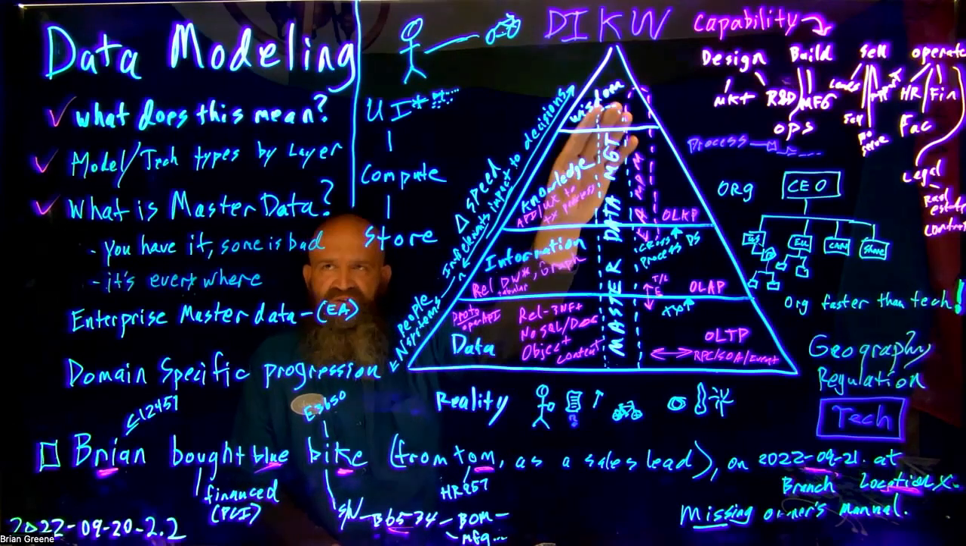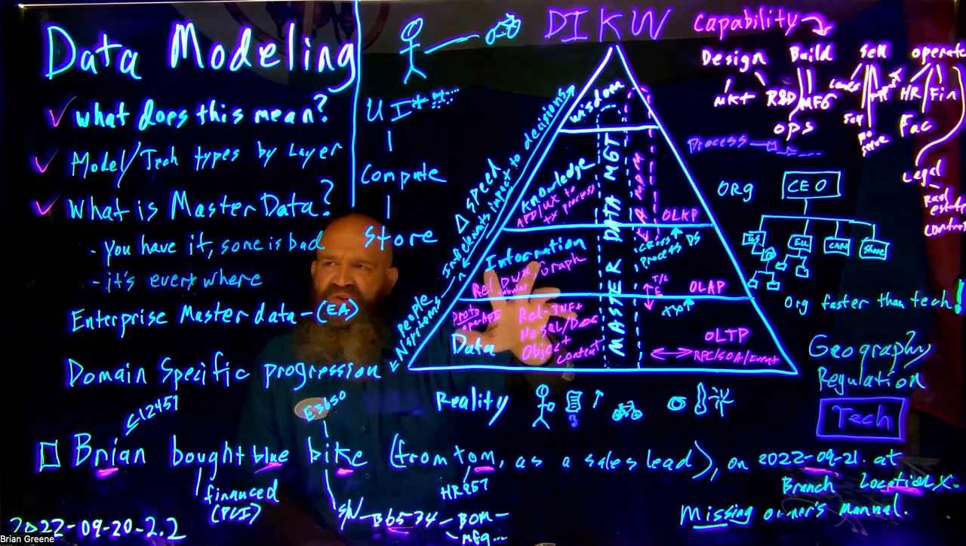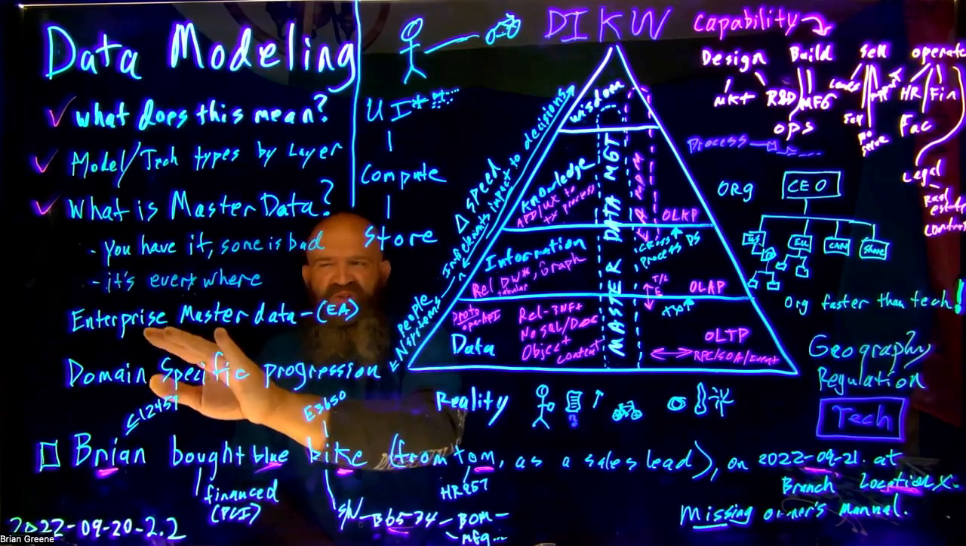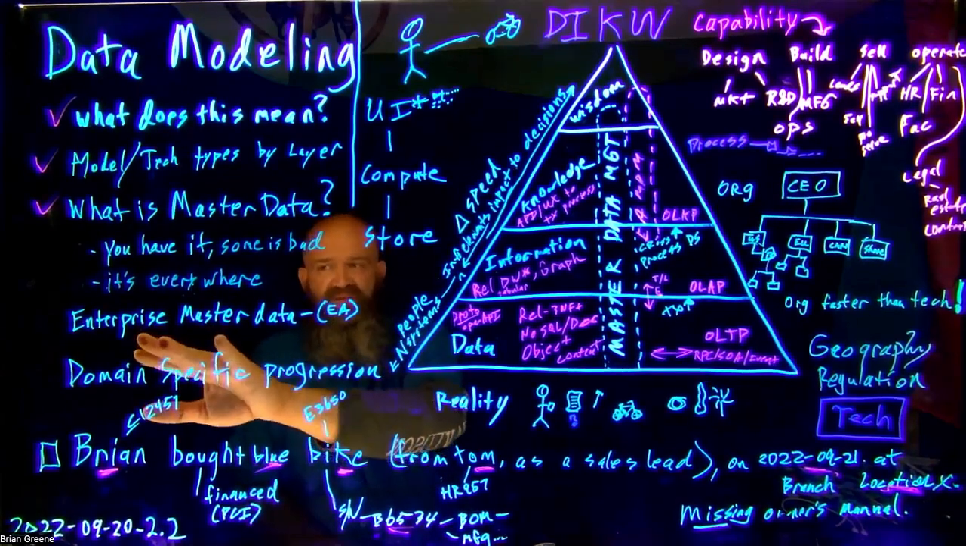We've talked about the layers of data modeling. What does it mean? What kinds of models are there? What's master data from kind of a business context? But I really want to start by giving a brief overview on enterprise master data.